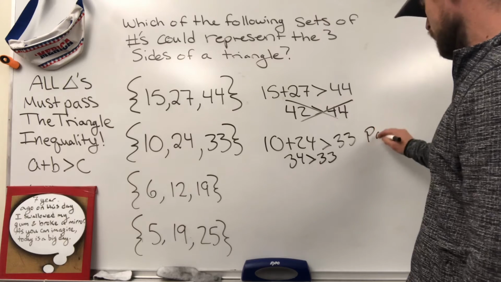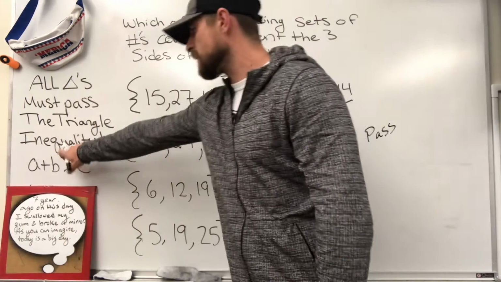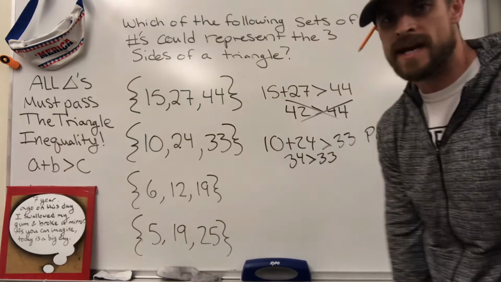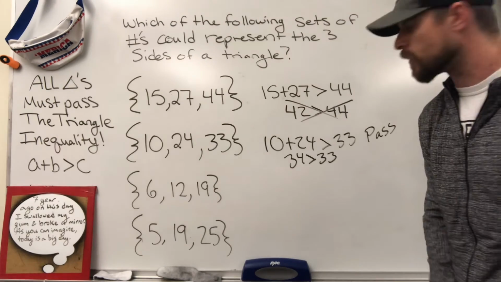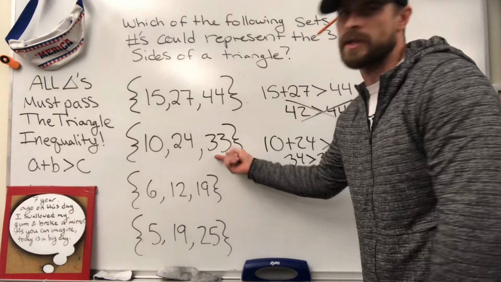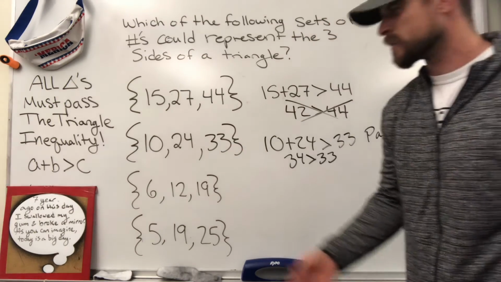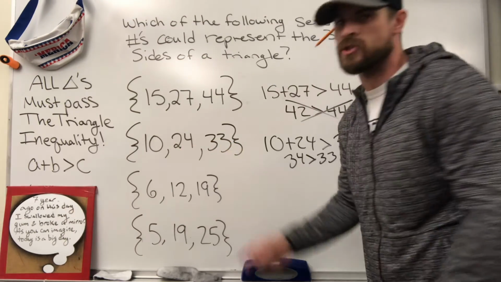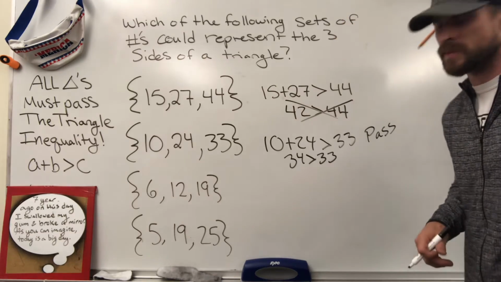This is a pass. It passes the triangle inequality, which is A plus B has to be greater than C. Therefore, we can create a triangle with measurements of 10, 24, and 33, as long as they're all the same unit measure. So 10 inches, 24 inches, 33 inches, we can draw a triangle with those measurements.